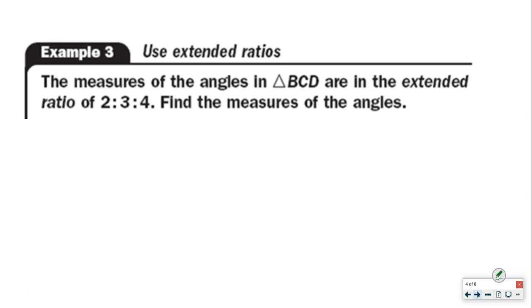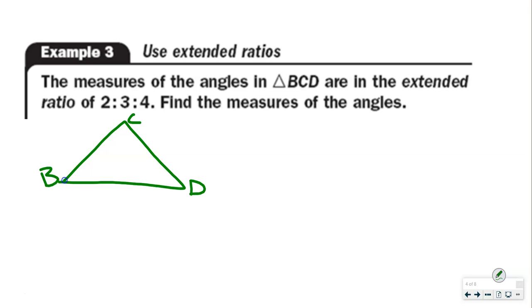Example number 3, we're going to use extended ratios. So the measures of the angles in triangle BCD are in the extended ratio of 2 to 3 to 4. And we want to find the measures of the angles. So let's get a visual. Let's draw a triangle. We know we're dealing with the triangle BCD. So let's label a triangle BCD. And we know the extended ratio is 2 to 3 to 4.